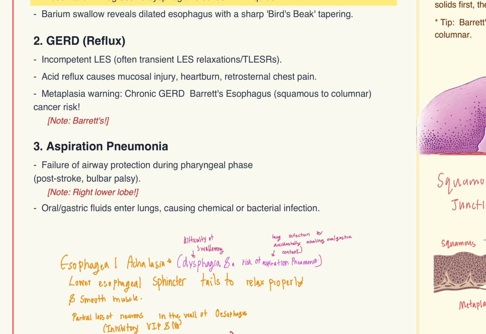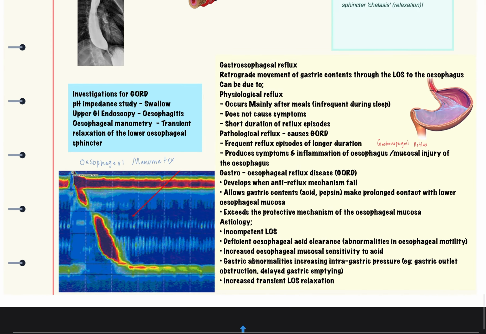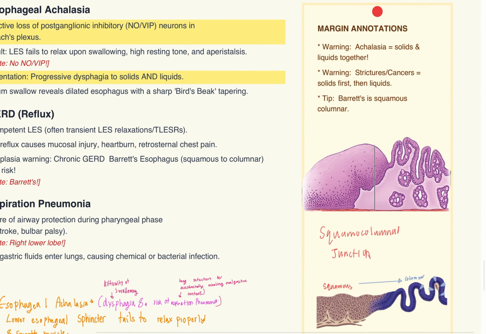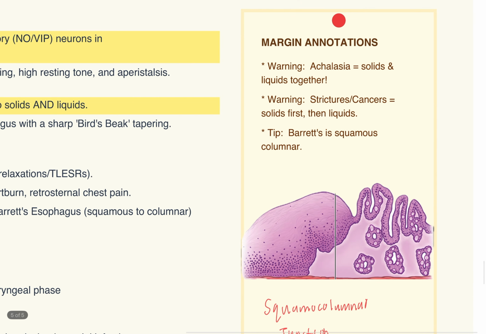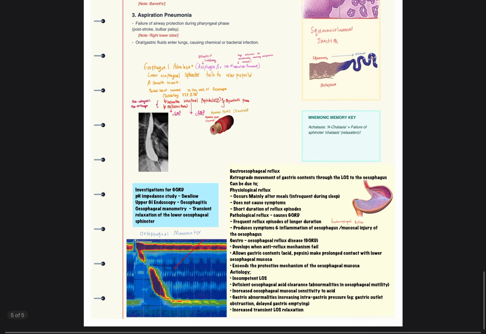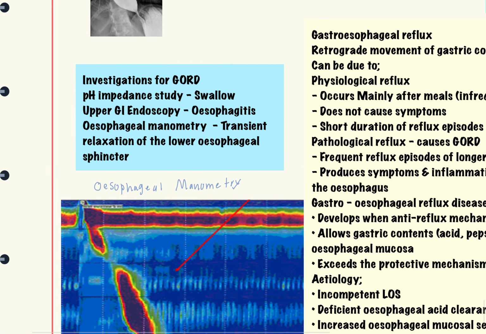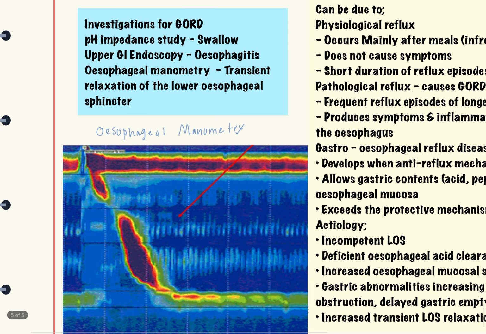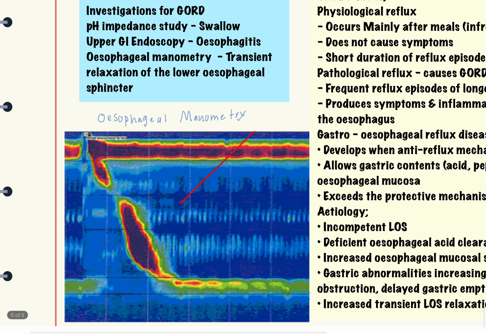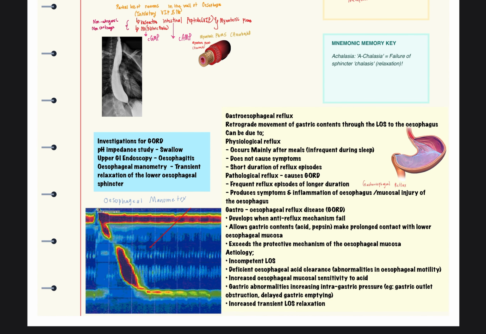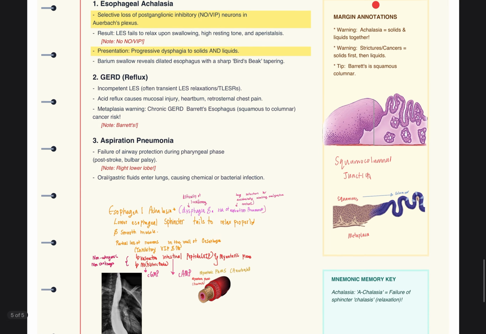And aspiration pneumonia is a failure of airway protection during the pharyngeal phase. So this is mainly in patients having dementia and other sorts of neurological diseases. In order to check for diseases, we can use esophageal manometry. This shows the pressure differences for the doctors to investigate the disease.